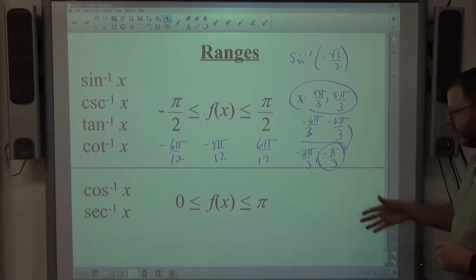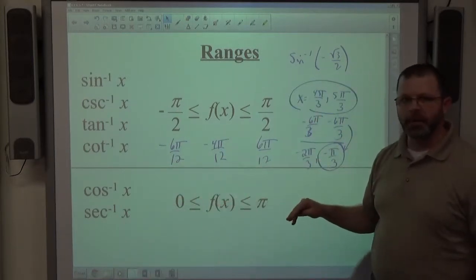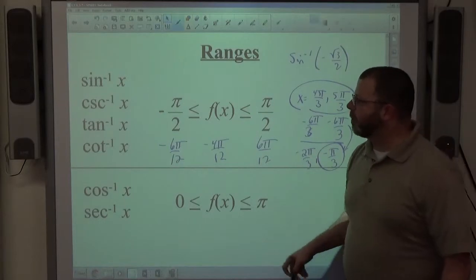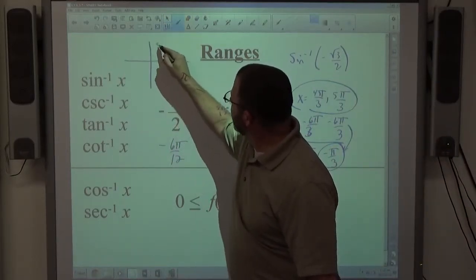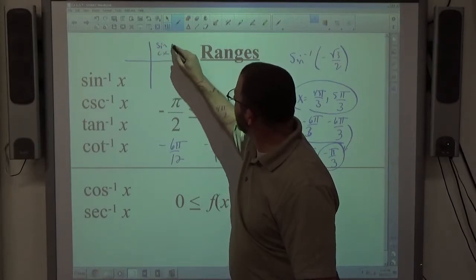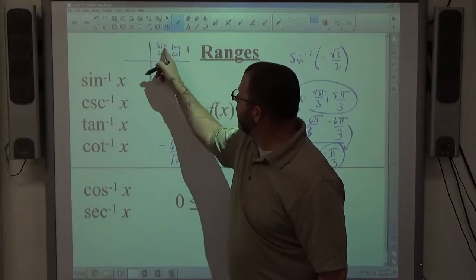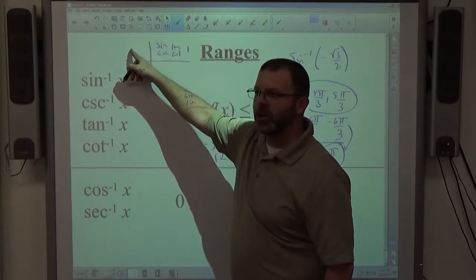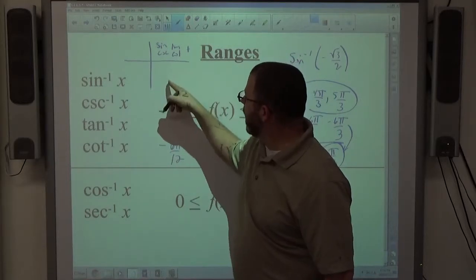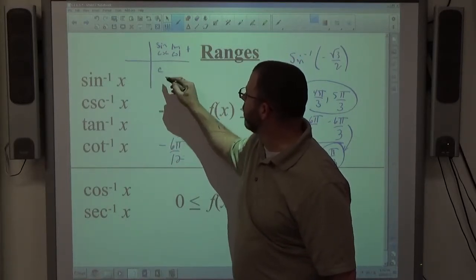With that in mind, these two right here, cosine and secant, between 0 and pi, basically take in every possible sign. If we take a look at these four, sine, cosecant, tangent, and cotangent are all positive in the first quadrant. Sine and cosecant are both positive in the second quadrant also. They're both negative in these. Tangent and cotangent are negative down here. So just to keep it all the same, they've made it so everything's down here.